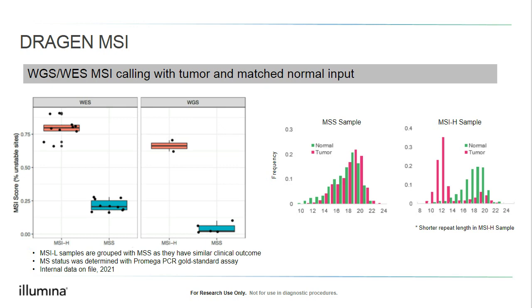On the right, we are just giving you an example of how an MSS sample and an MSI-H sample look for a tumor normal pair. For a stable sample, you can see the repeat lengths are well aligned for the tumor and the matched normal. However, for the MSI-H sample, the frequency of the repeat length is much higher for the tumor pair.